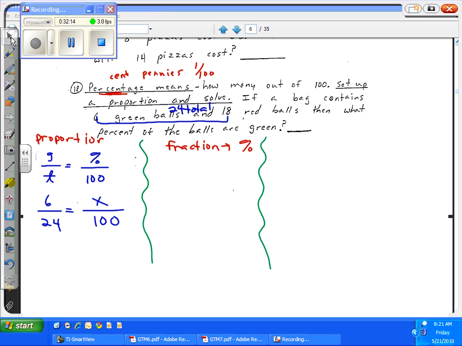This method would be using a proportion. We could just say, well, the number of greens is 6/24, and we're just going to make a percent out of that. And then the third method is on page 63 of the Algebra 1 text, and that's using the equation part is equal to percent times whole.